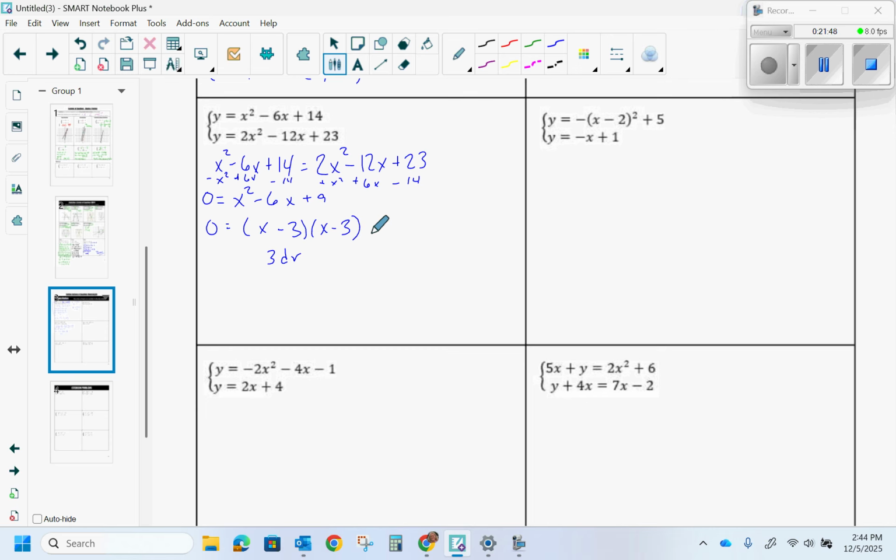That does not mean it intersects twice. It just means that 3 is one of your solutions. So 3. All right, let's find the y value. 3 is the x coordinate of the intersection. I'm going to use the first one. That one's easier, right? So that's 9 minus 9 plus 14, right? 9 minus 9. Yep. Okay, so that's going to be 14.